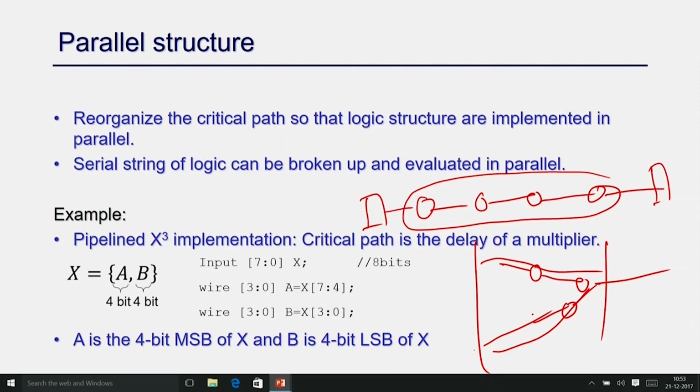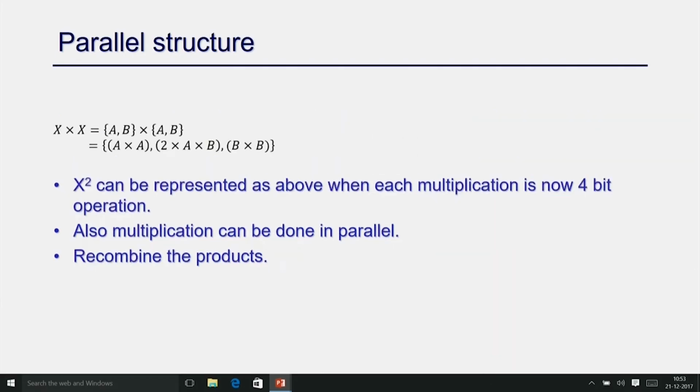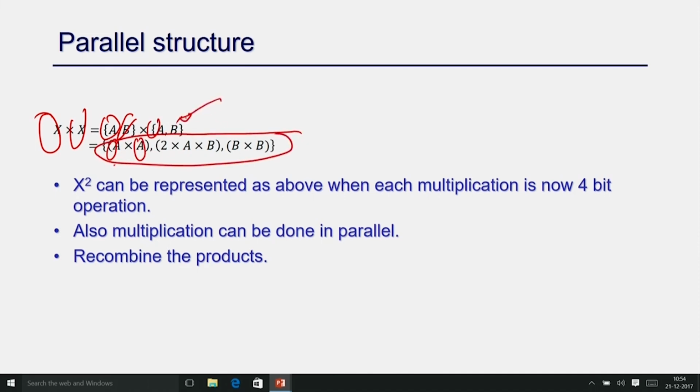For example, take the same x squared, x power 3 example, where the input is x. The actual input is 8 bit, but you can think of x as having 2 components: the 4 MSBs and the 4 LSBs. You can store the MSB 4 bits in register A and the LSB 4 bits in register B, and do the multiplication separately. I am not going into that detail, you can refer to other places, but the idea is that x times x is nothing but these 2 components, and you can do the multiplications on smaller 4-bit units and then combine the results to get x square.